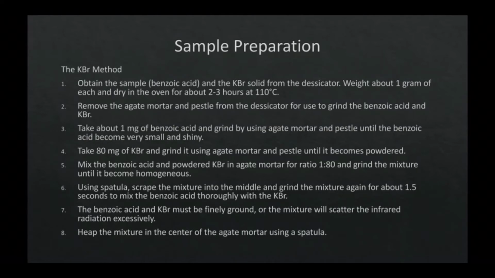Take about 1 mg of benzoic acid and grind it using the agate mortar and pestle until the benzoic acid becomes very small and shiny. Take 80 mg of KBr and grind it using the agate mortar and pestle until it becomes powder. Mix the benzoic acid and powdered KBr in the agate mortar at a ratio of 1:80. Using the spatula, scrape the mixture into the middle and grind the mixture again for about 15 seconds to mix the benzoic acid thoroughly with the KBr. The benzoic acid and KBr must be finely ground or the mixture will scatter the infrared radiation excessively. Heap the mixture in the center of the agate mortar using a spatula.